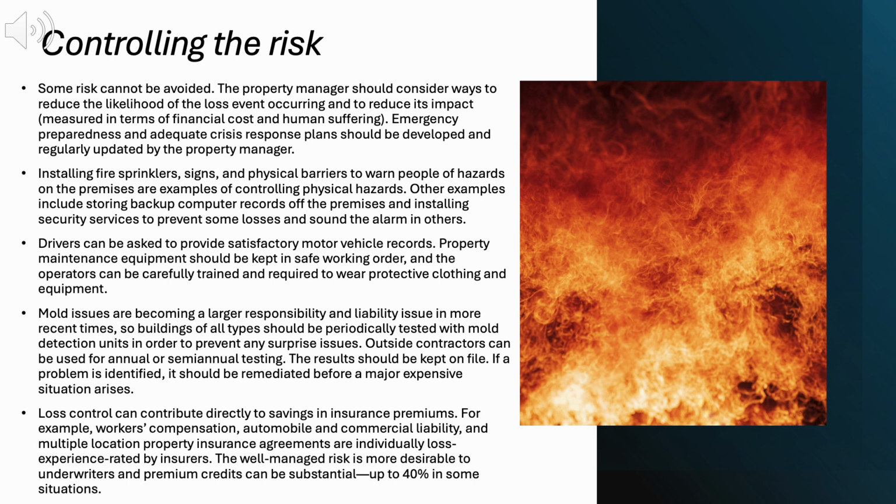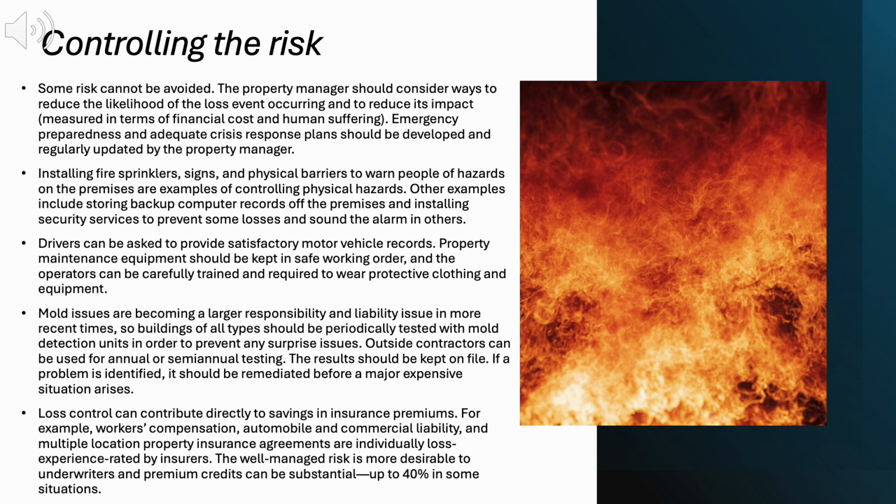Installing fire sprinklers, signs, and physical barriers to warn people of hazards on the premises are examples of controlling physical hazards. Other examples include storing backup computer records off the premises and installing security services to prevent some losses and sound the alarm in others. Drivers can be asked to provide satisfactory motor vehicle records. Property maintenance equipment should be kept in safe working order, and the operators can be carefully trained and required to wear protective clothing and equipment.